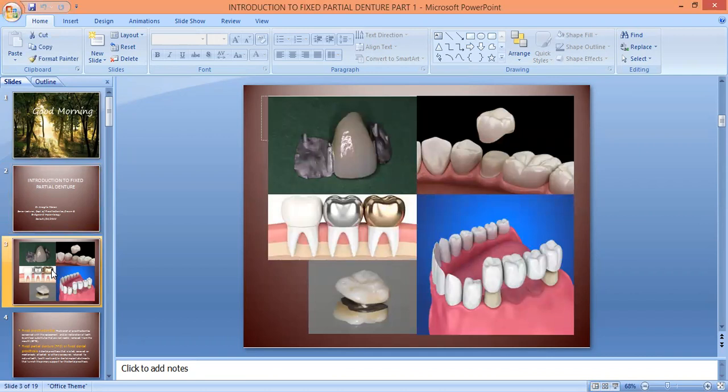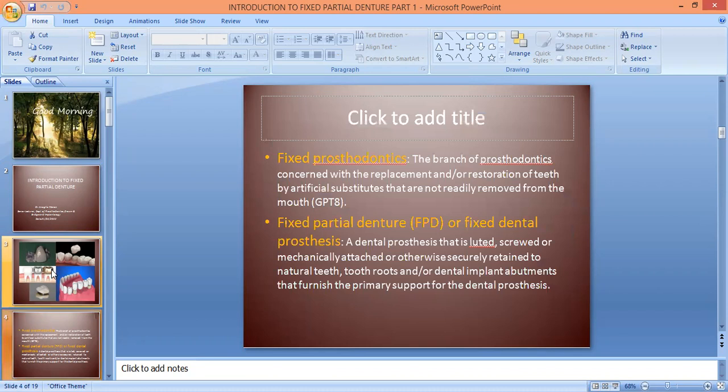These are different types of prostheses that you give to the patient. Let's talk a little on the definitions. Fixed prosthodontics is a branch of prosthodontics concerned with the replacement of the teeth by artificial substitutes that are not readily removed from the mouth. This is according to GPT 8.